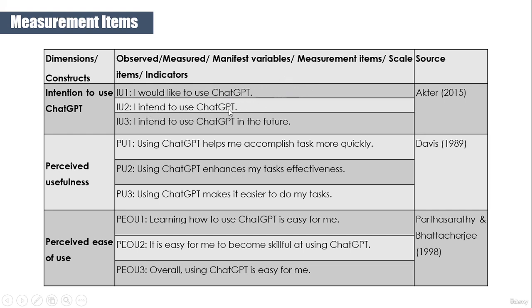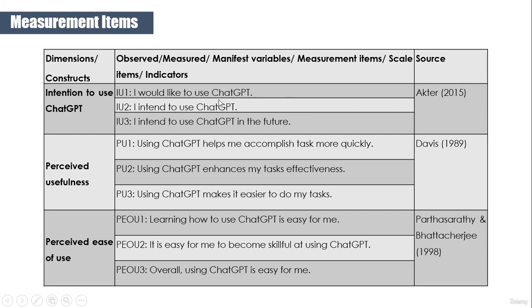The respondent gave the score 5, that means strongly agree. I intend to use ChatGPT, gave 4. I intend to use ChatGPT in the future. So he is uncertain, that's why he gave 3. So ultimately if you use only 1 item, and the score was 5, that means 5 out of 5, that means strong intention to use ChatGPT.